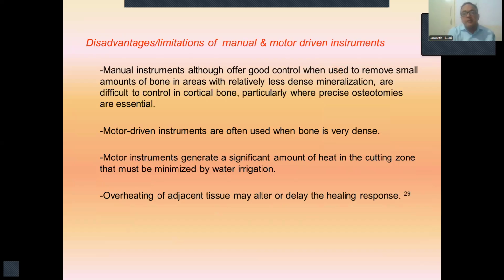Disadvantages and limitations. These instruments can often be used when bone is very dense. They generate a significant amount of heat in the cutting zone, which must be minimized by water irrigation. Overheating of adjacent tissue may alter or delay the healing response. Manual instruments, although they offer good control when used to remove small amounts of bone in areas with relatively less dense mineralization, are difficult to control in cortical bone, particularly when precise osteotomies are essential.